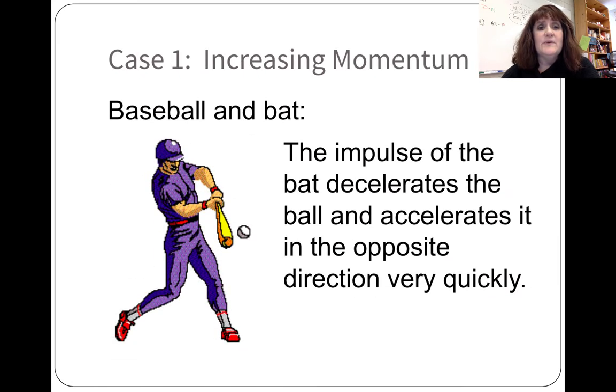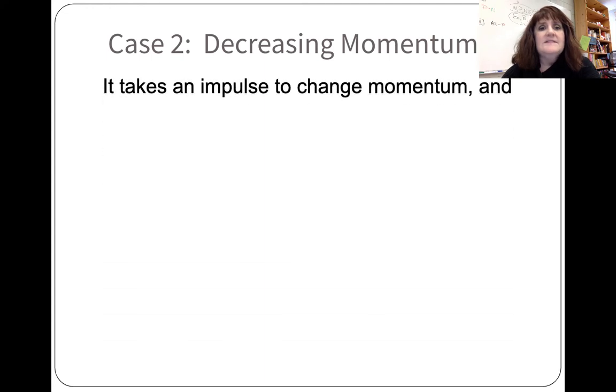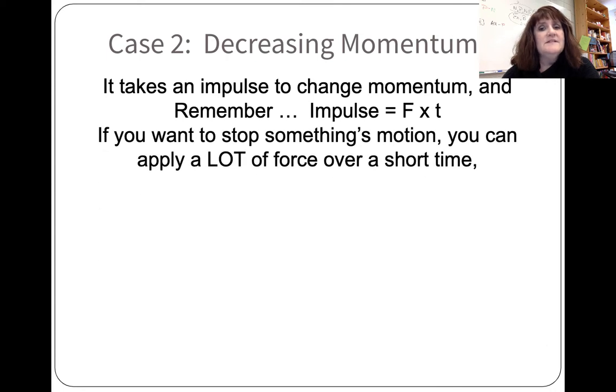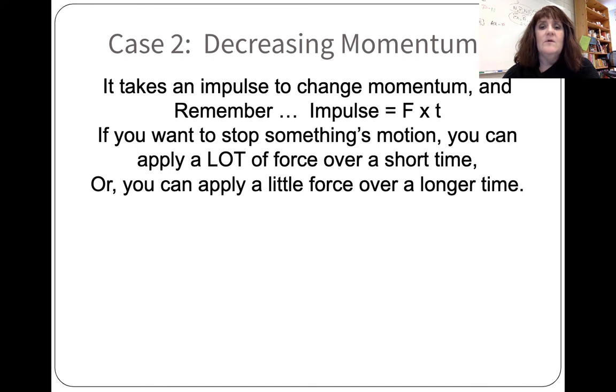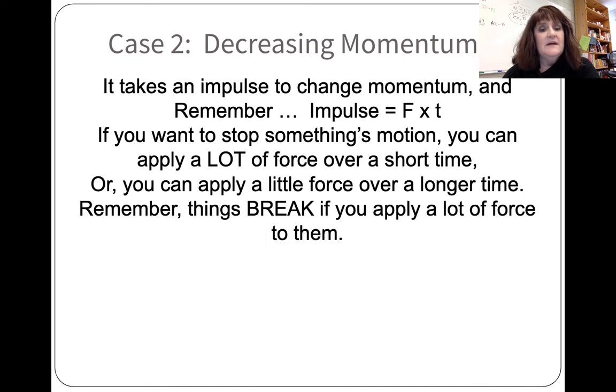So to increase the momentum, the impulse of the bat decelerates the ball and accelerates it in the opposite direction very quickly, right? But follow through is important. Otherwise, you're bunting. Decreasing momentum, it takes an impulse to change momentum. Remember, impulse is force times time. So if you want to stop something's motion, you can apply a lot of force over a short time or a little force over a long time. Remember that things tend to break if you apply a lot of force to them.